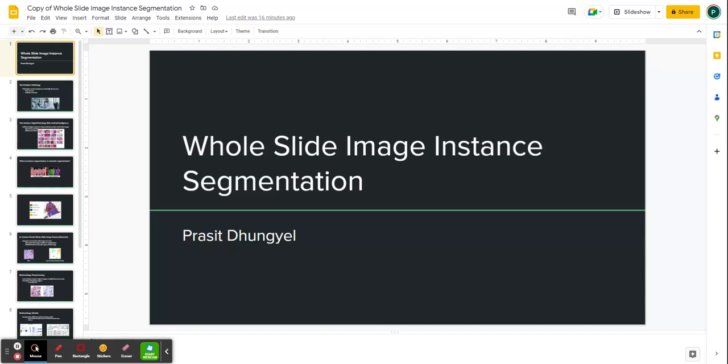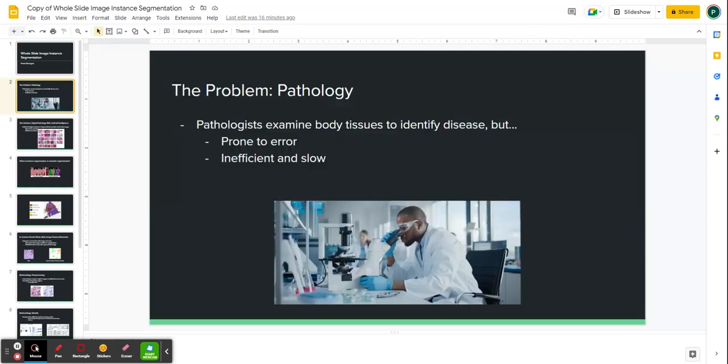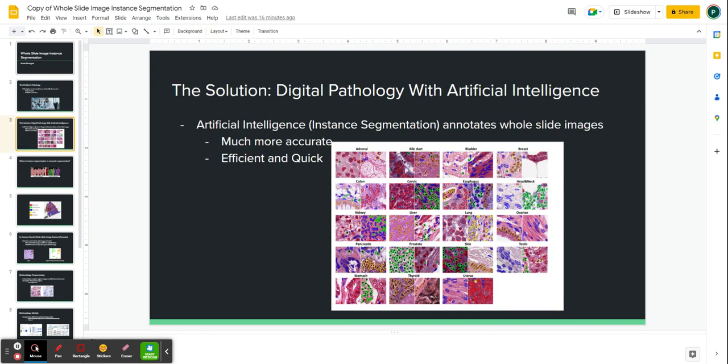My project is on whole slide image instance segmentation. The problem is with pathology. Pathologists examine body tissues and try to identify disease, but this can be prone to error and just slow. The solution is called digital pathology, which uses artificial intelligence to annotate whole slide images. This is much more accurate, more efficient, and quick.